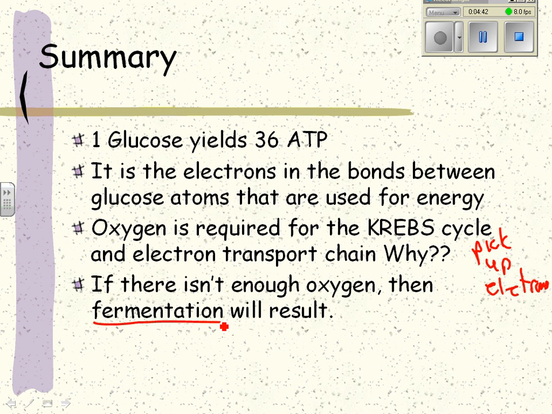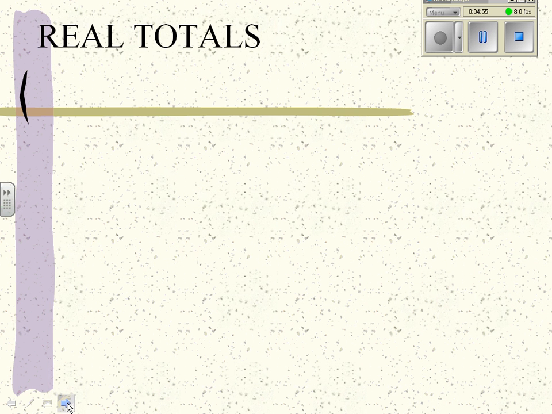Fermentation, as I said before, is something that's used to make alcohol, but it also happens in your muscles. And later on, we'll talk about how you get in shape and all that. We'll talk about fermentation. So, Jackie asked before about what's the real totals, what's really going on here. Now I'm going to apply this to your muscles, because I think you'll find this interesting, if nothing else.